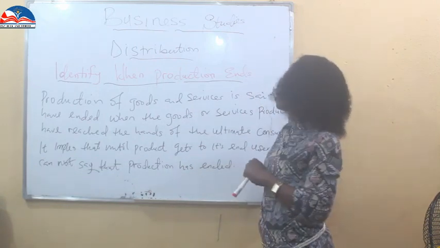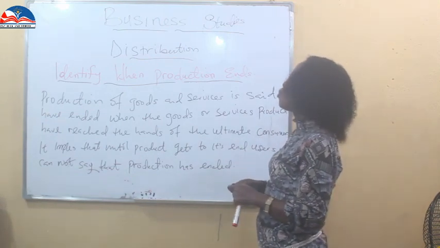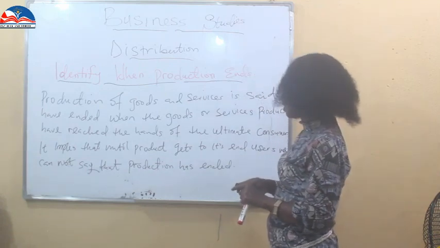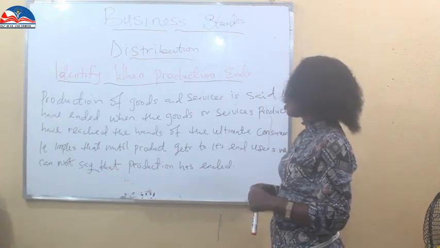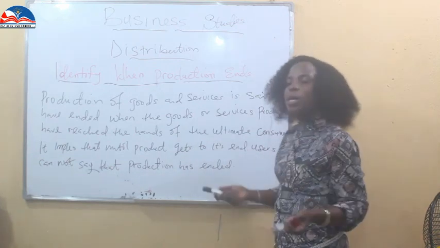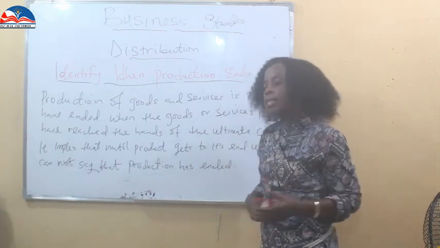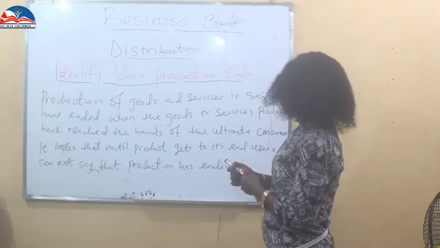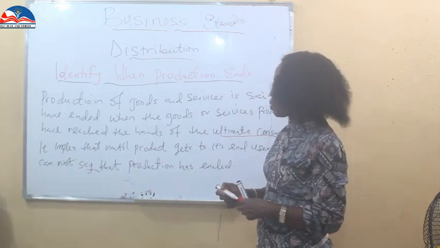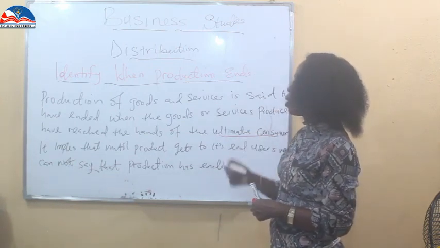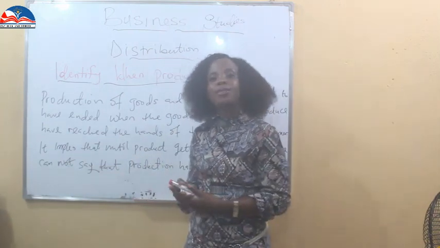Production of goods and services is said to have ended when the goods or services produced have reached the hands of the ultimate users or consumers. It implies that until a product gets to its end users, we cannot say that production has ended. So production can only end when it has gotten to the ultimate consumer. This is the word here. Ultimate consumers. If it gets to these people, they've used it, we can say production has ended.